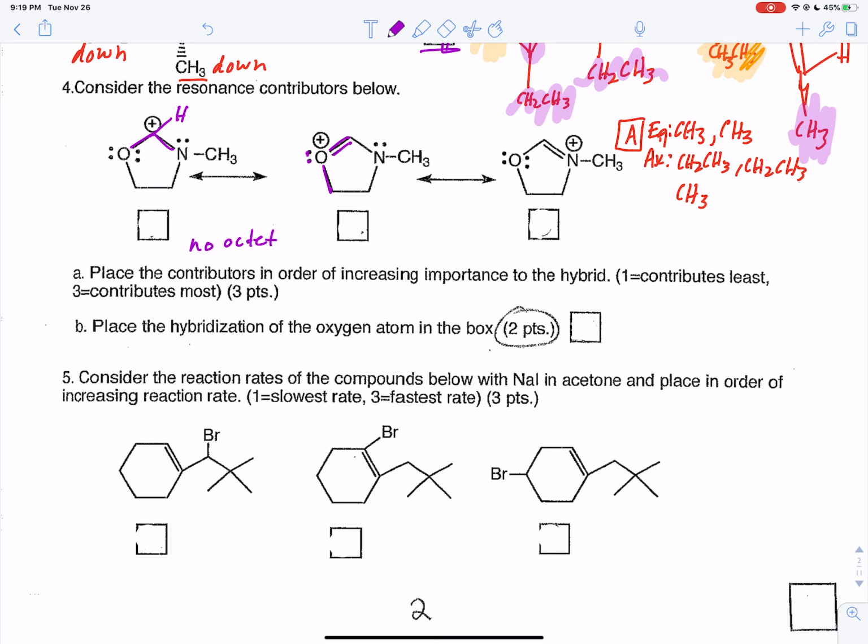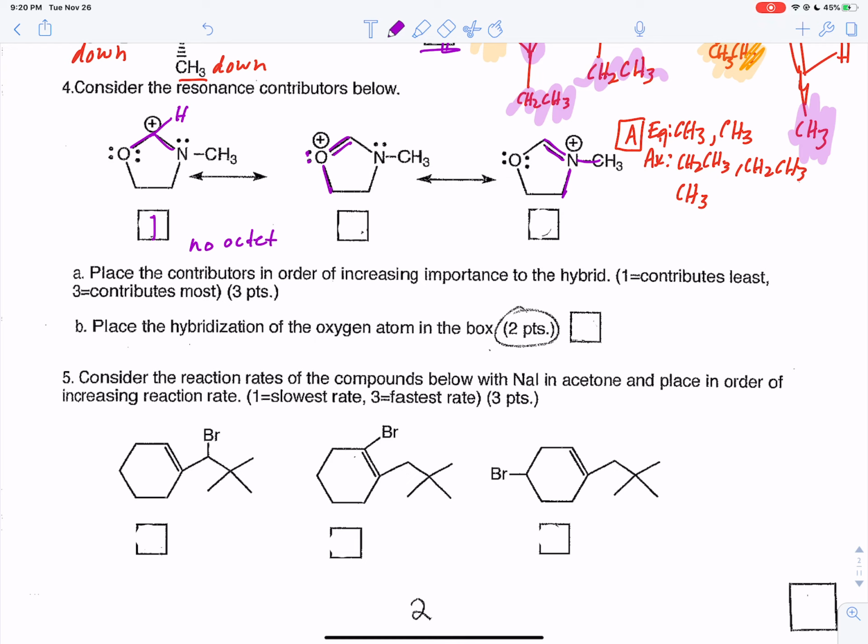Now let's look at the one on the furthest right. So are we fulfilling the octet rule? Yep. So you have 8 electrons involved there, right? So it's fulfilling the octet. So that means it's more stable than the one on the furthest left. So right away, octet rule is priority, comes before everything. So I'm going to put that as my number 1. It's the least stable contributor, okay? Contributes the least to the hybrid.